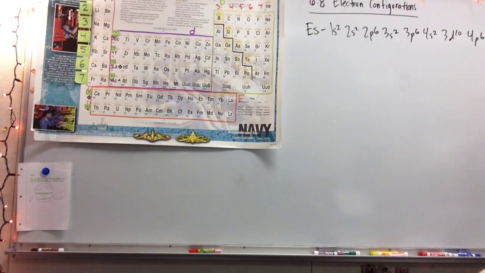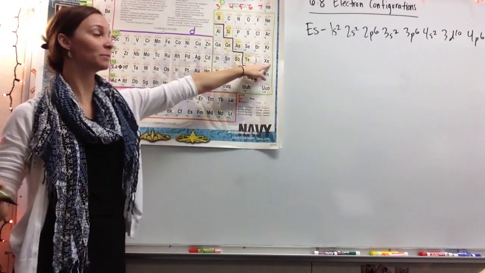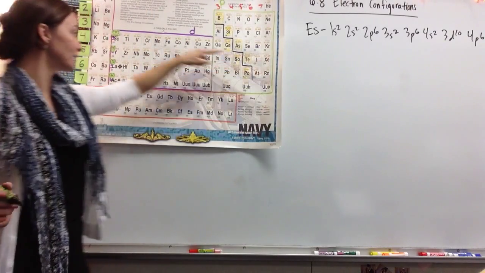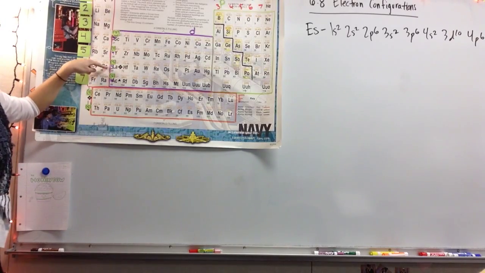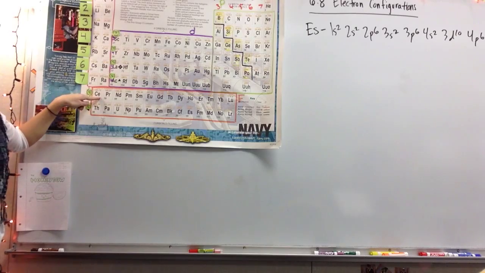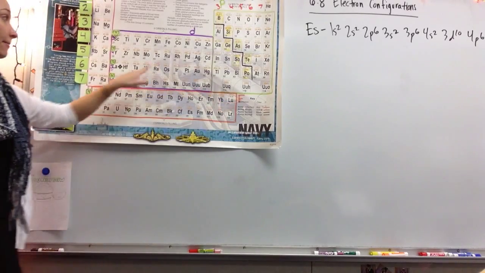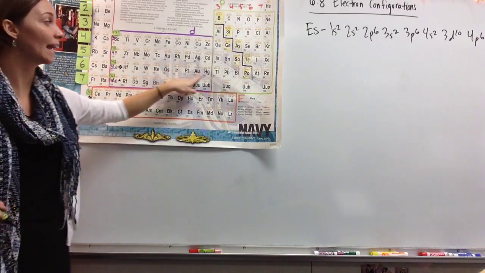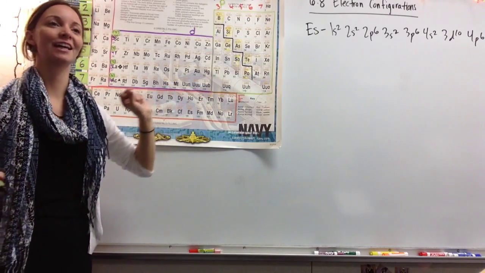5d10. Perfect, guys. I'm going to walk you through what we just did just in case you missed it. We were at 5p6. We went through 5p6. We came down to 6s2. And then after 6s2 is where the f's connect. So then we go down to the f column. So this is technically 4f. So 4f14. And then we jump back up to where we left off. 5d10. And then 6. Whoop, I'm getting ahead of myself.